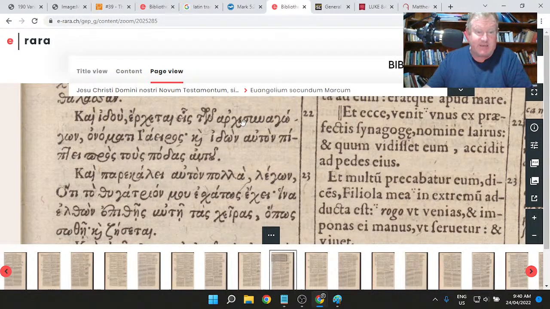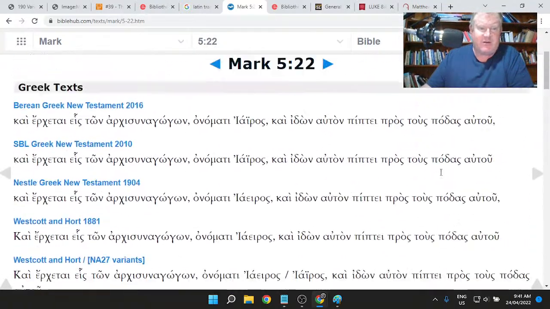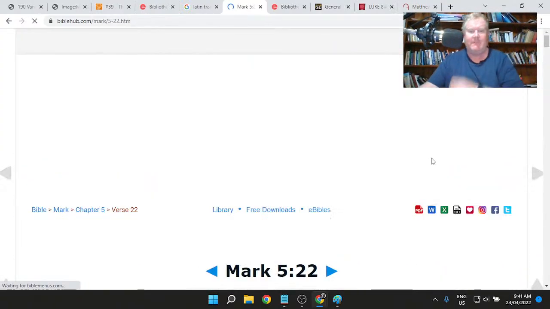So this is Mark 5:22. Kai idou erchetai eis tōn archisynagōgōn, archisynagōgos, which is quite a mouthful, but it's like the chief priest or something like that. So this is 5. So archisynagōgos. It's quite a mouthful. So let's just go to the parallel.